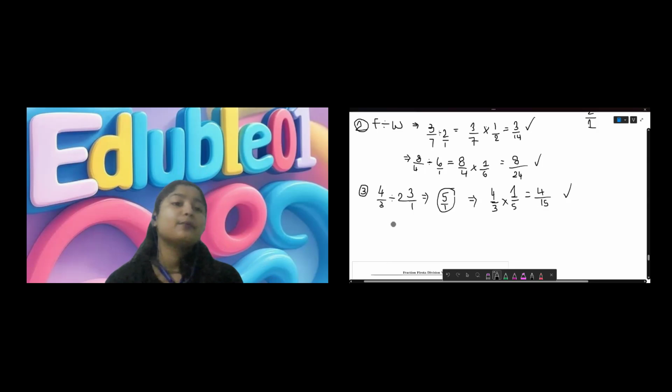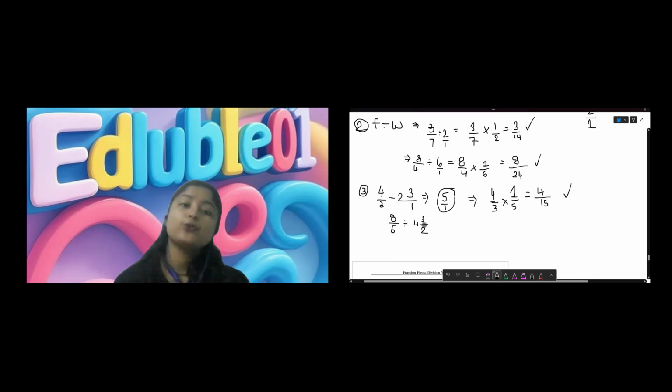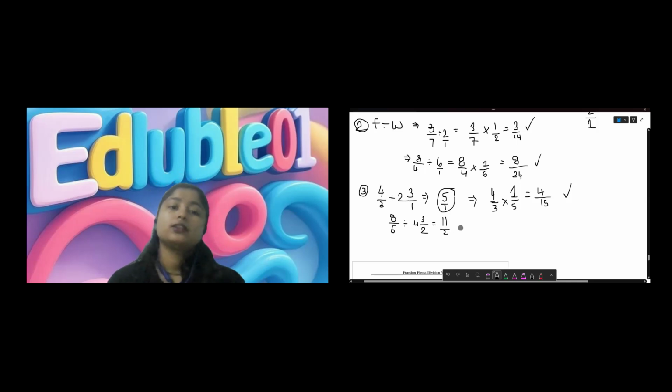Let's try doing it one more time. So if it is 8 over 6 divided by 4, 3 over 2. Let's see. So 4 times 2 is 8. 8 plus 3 is 11. 11 over 2, right? This is the mixed fraction. Now, sorry, this is now the converted improper fraction, right?